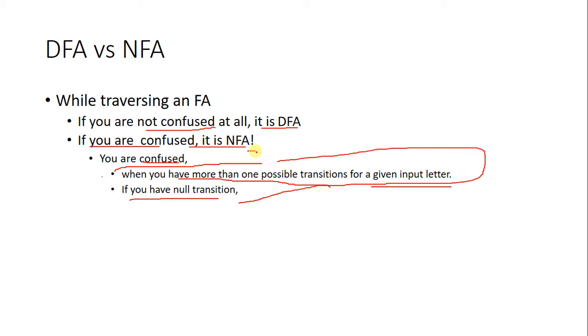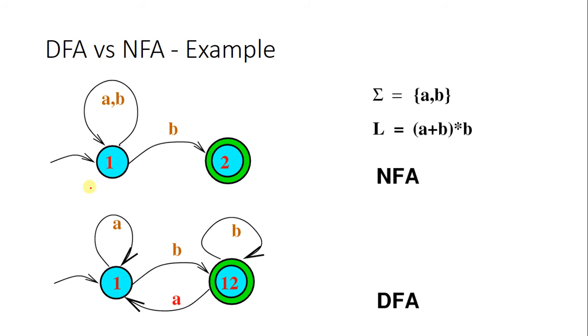So let's see some examples. Let's say we take an example of the string A, B, B, and we traverse this FA. For A, you will definitely come back to state 1, and for B you have two options: either you stay here or you move towards state number 2. Because here you are confused, it is NFA.